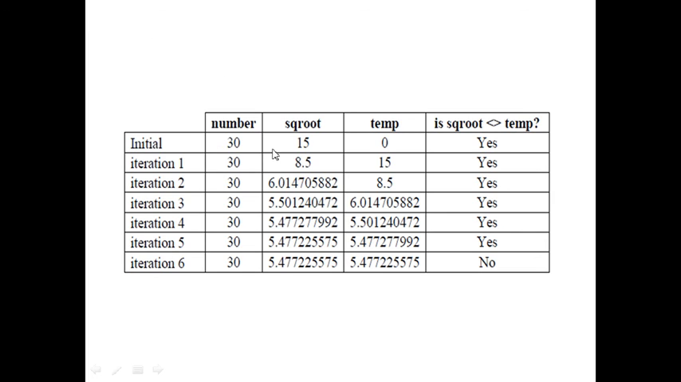Now this is the iteration we described. We started with 15 and initialized temp to 0. Both are not equal. We did a first iteration and got 8.5, the temp value is 15, and both are not equal. We replaced temp by 8.5 and got 6.014. Then we checked: not equal, not equal, not equal. Here both are equal, so this condition is no. This is the square root. When we multiply these two, we get 30.